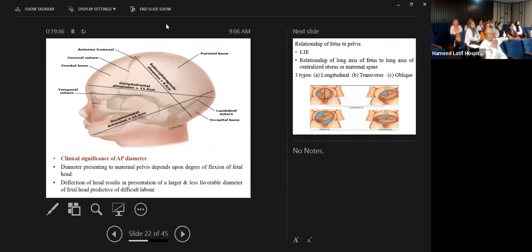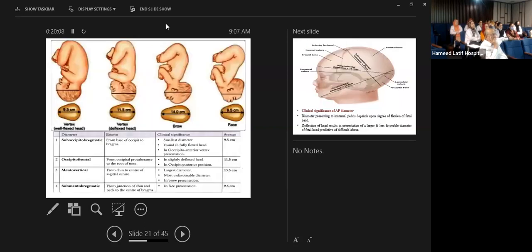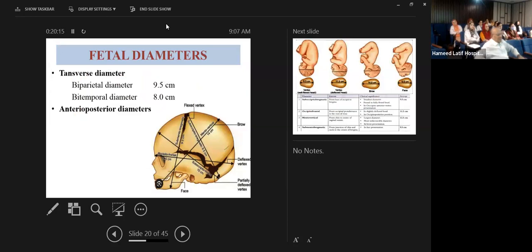First, we should know the clinical significance of the anteroposterior diameter. The diameter that presents to the maternal pelvis depends upon the degree of flexion of the fetal head. When the head is deflexed, the diameter is larger and less favorable, and there may be difficulty in labor. Now the diameters are, there is the suboccipitobregmatic diameter. This is an important slide. Remember this diagram.